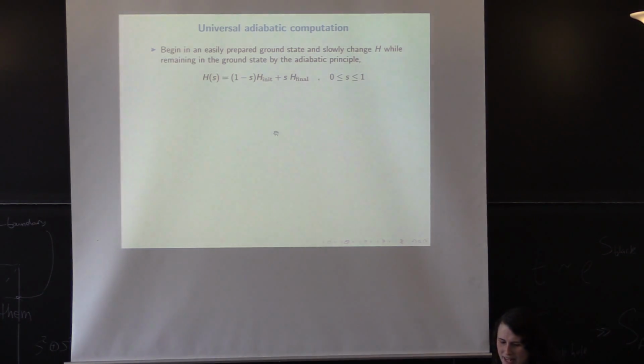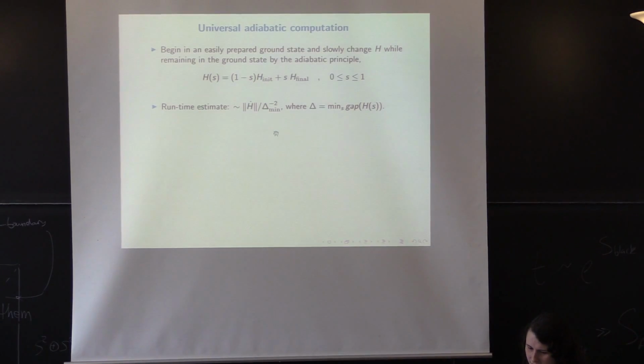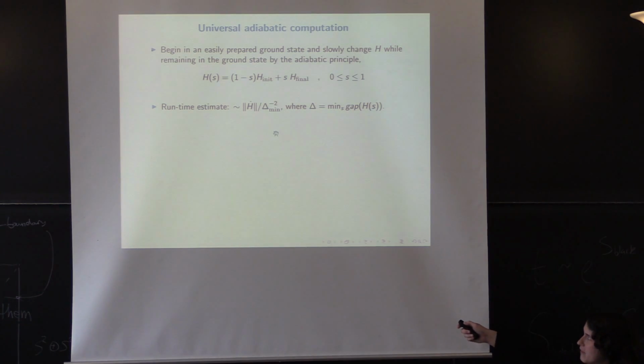Okay, so universal adiabatic computation. The general idea behind any ideal ground state adiabatic computation is that you initialize the system into an easily prepared ground state, and then you linearly interpolate to some final Hamiltonian whose ground state encodes the computation of interest or solves the problem you're trying to solve. There are various adiabatic theorems; let's just take this runtime estimate. They all scale polynomially in the norm of the Hamiltonian, which is like the number of qubits, and the inverse spectral gap.